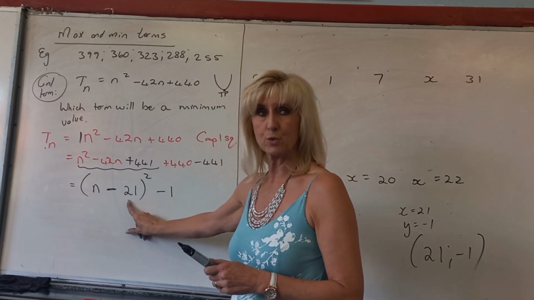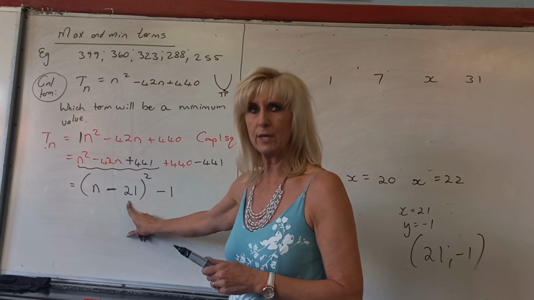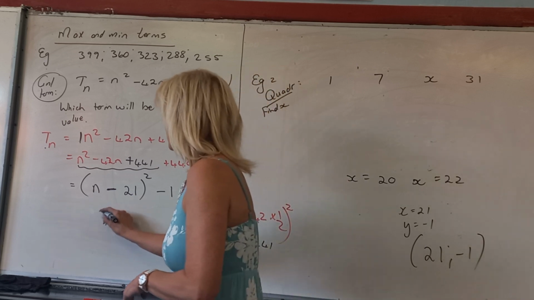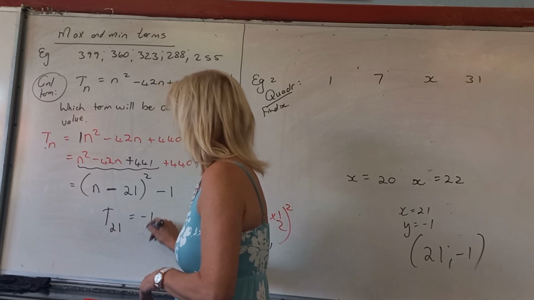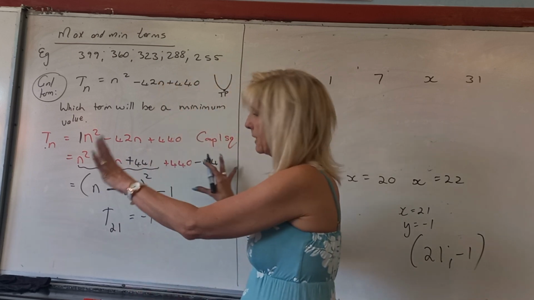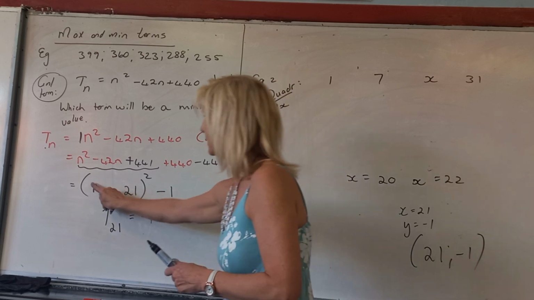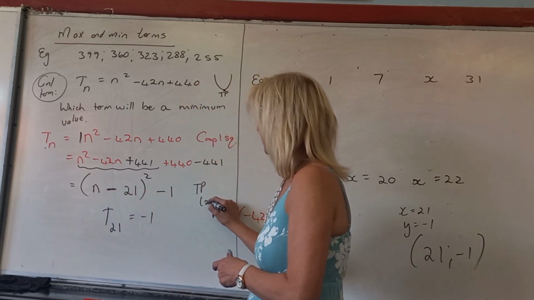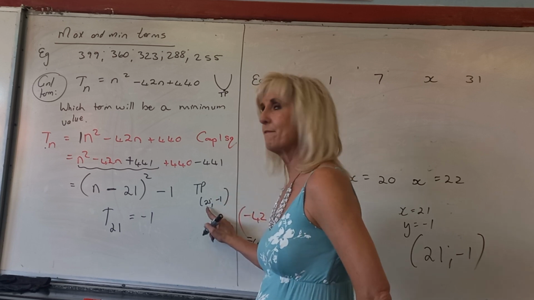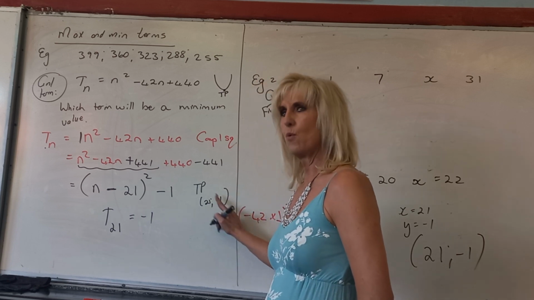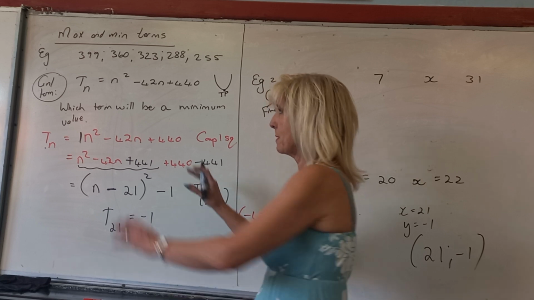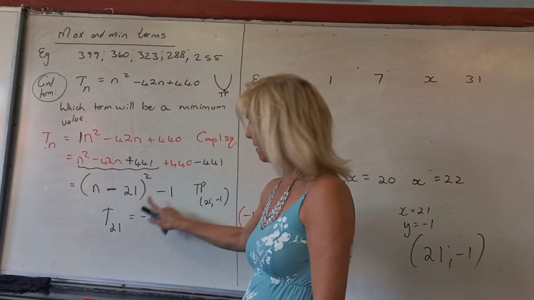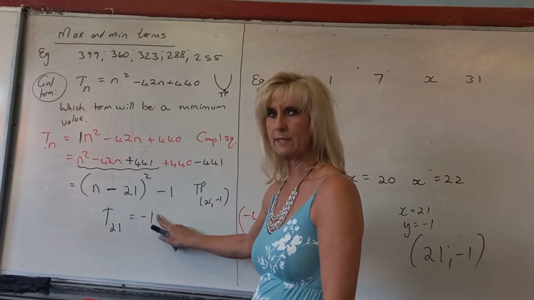It'll be term number 21 and the minimum value is negative 1. So term number 21's value would be negative 1. If this had been a normal parabola, that would have been an x, the turning point would have been 21 and negative 1. So if x is 21, the y value would be negative 1. But now remember, this is Tn. So if n is 21, the Tn would be negative 1.